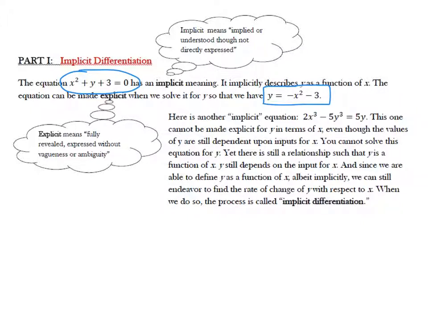So that's the difference between an implicit and an explicit equation. The problem is sometimes I can't easily solve for y. I can't figure out what dy/dx is. And that's when we use implicit differentiation.